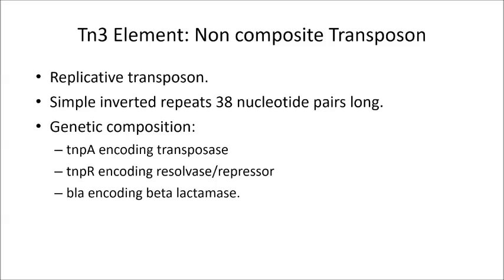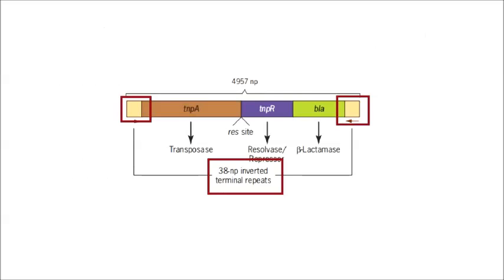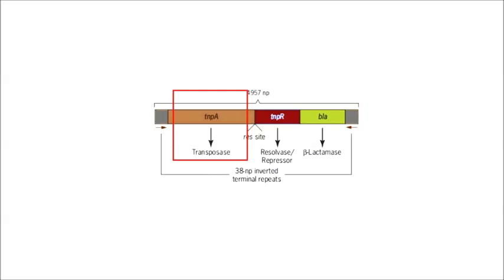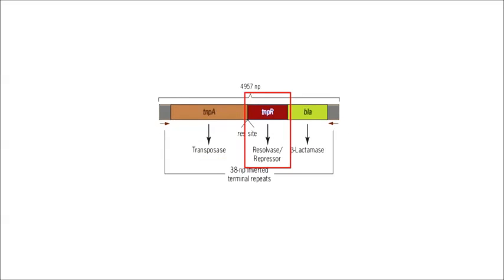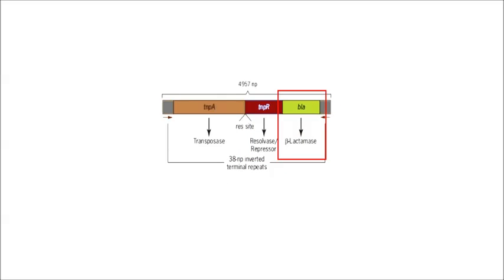Now, the Tn3 transposon is a replicative transposon and it does not contain any IS element, unlike Tn5, Tn9 and Tn10. Tn3 is 4.9 kilobase pairs in size and terminates in simple inverted repeats, which are 38 nucleotide pairs long. It contains three genes, TNPA, TNPR and BLA. TNPA encodes a transposase enzyme, TNPR encodes a resolvase or repressor enzyme, and BLA encodes an enzyme called beta-lactamase.